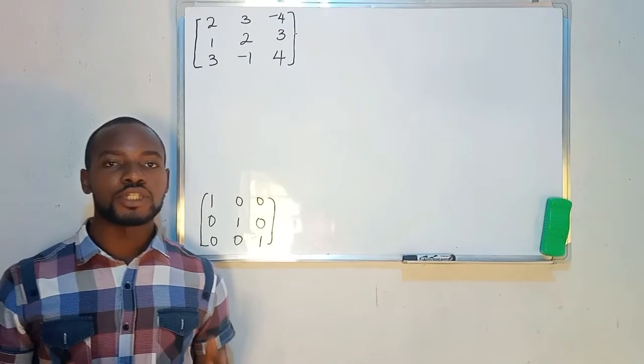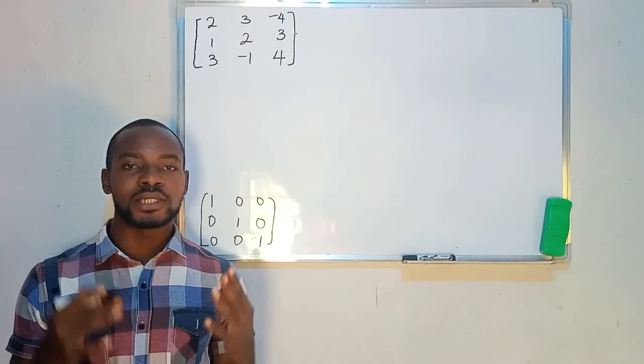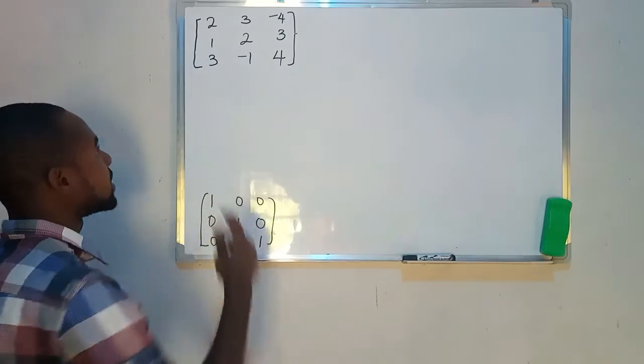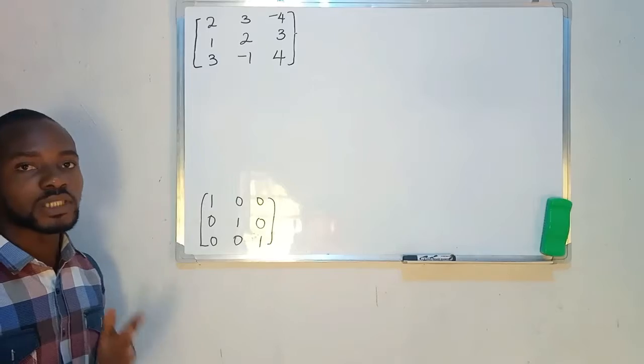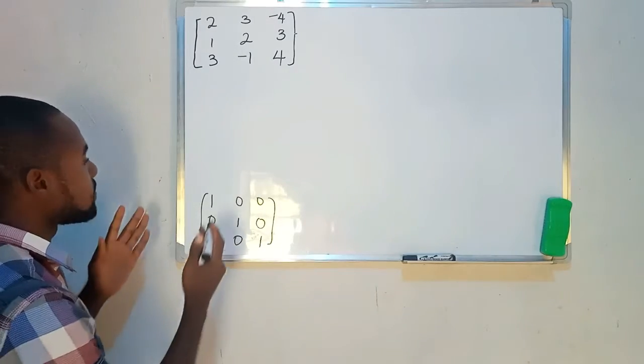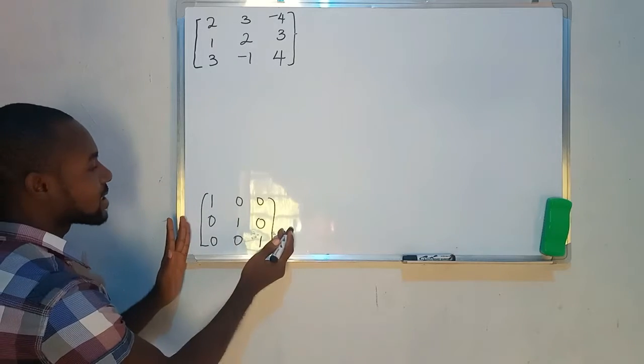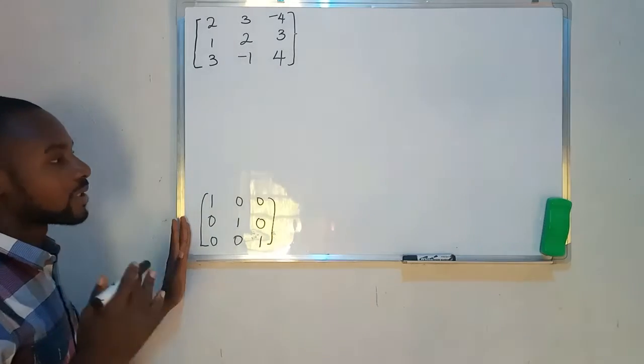In this video, I'm going to teach you how to reduce a matrix to its canonical form. So right here, we'll have a 3 by 3 matrix, and what it means to reduce this matrix to its canonical form is to make this matrix look exactly like this. This is the identity matrix of any 3 by 3 matrix.